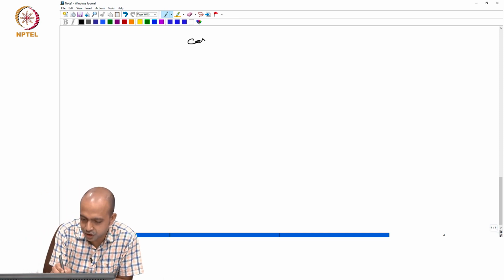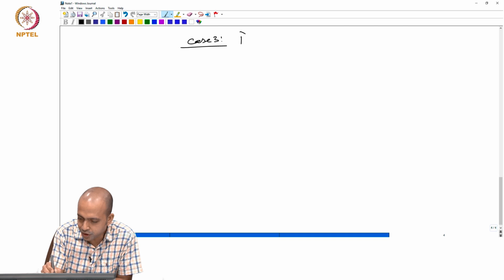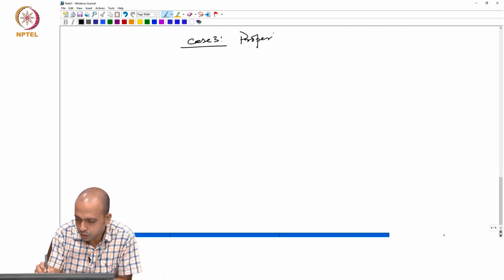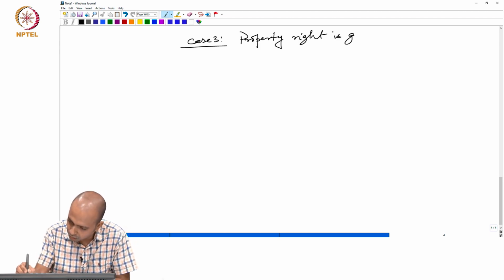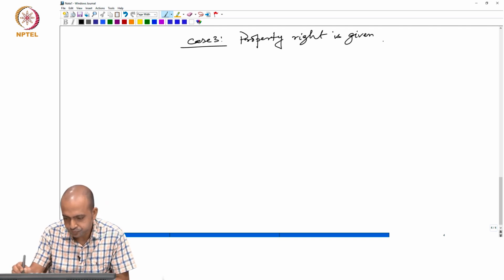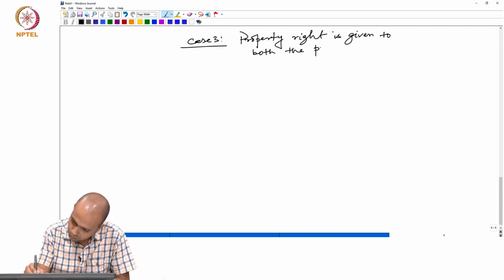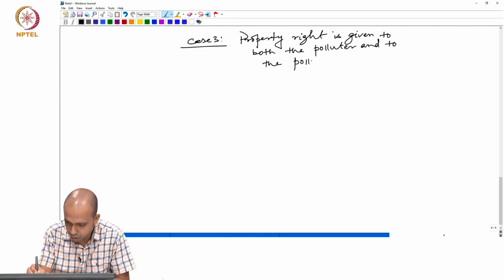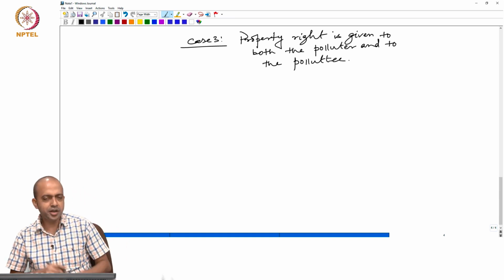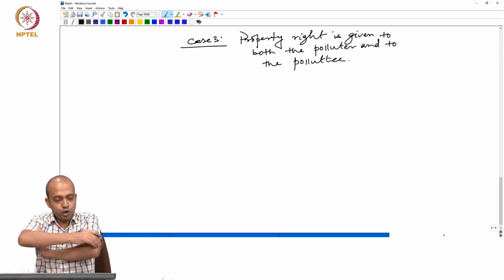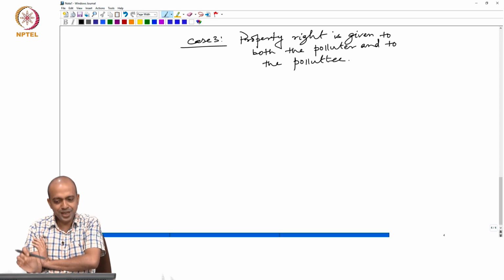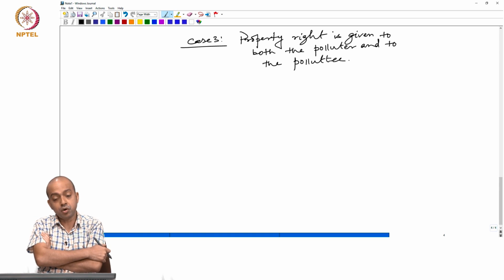Now, assume there is another situation, case 3, where property right is given to both the polluter and the pollutee as well. Property right is given to both. So, that means the polluter has the right to pollute and the pollutee has every right to enjoy clean air. What will happen in that situation?